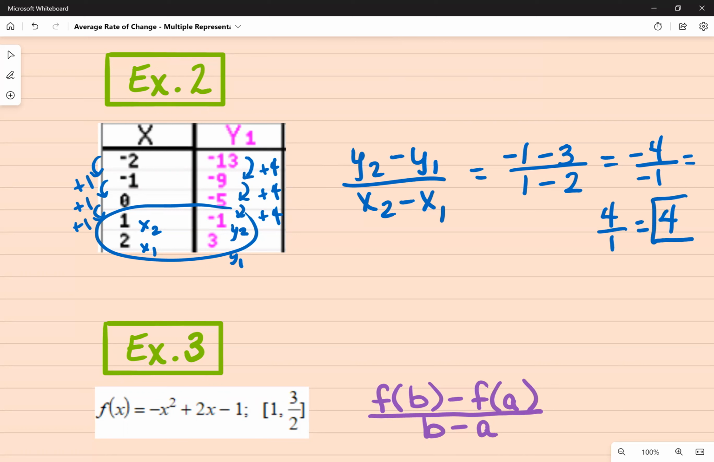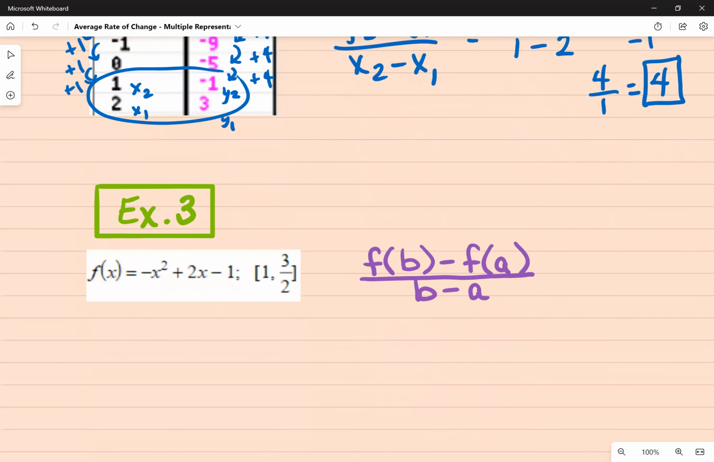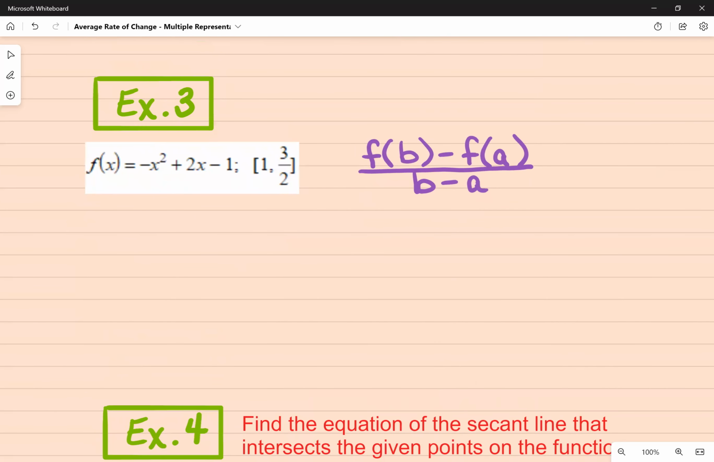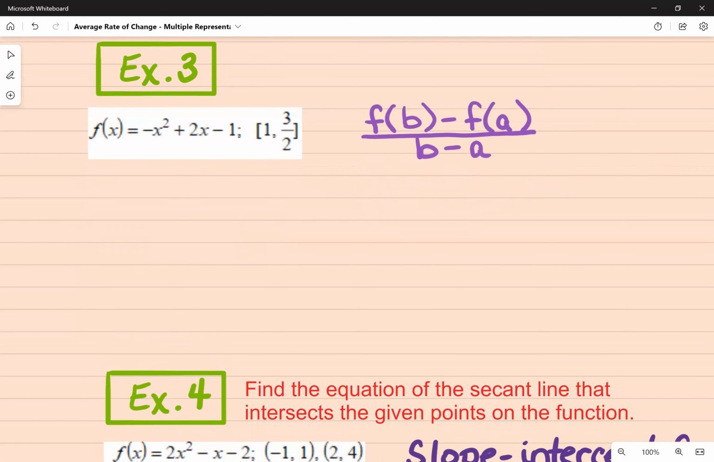And this is what I said earlier. Your average rate of change when given the table is going to be 4 for this particular table. Now, if I go to example 3, I want to use that other formula. I'm given a function, and I'm also given an interval. Now, these are my X values.